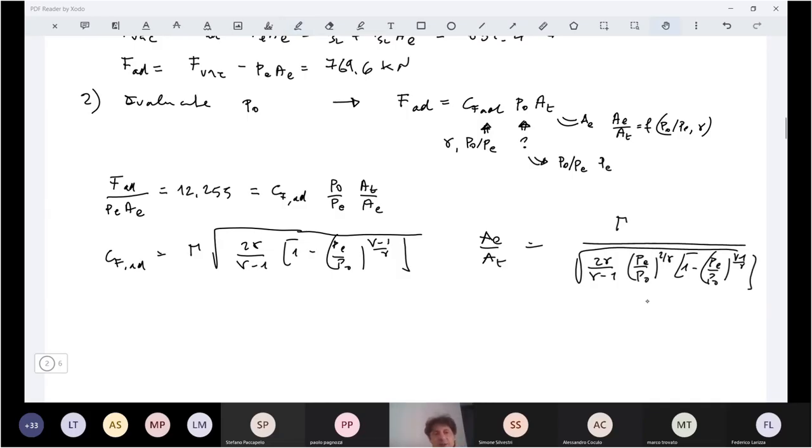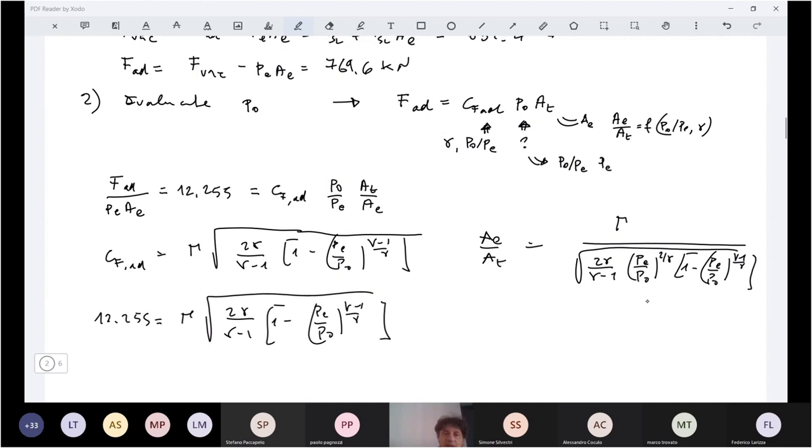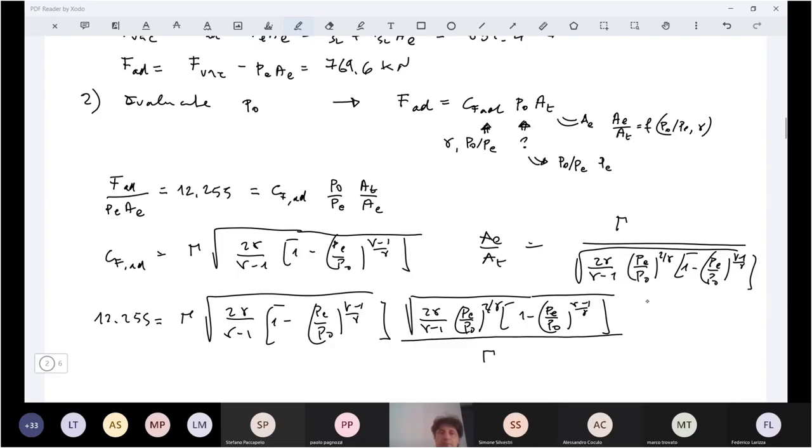So you see that we have the first term CF here, and the second term is the inverse, and so we can write this explicitly and say 12.255 will be capital gamma square root of 2 gamma over gamma minus 1 times 1 minus PE over P0 to the power gamma minus 1 over gamma, that multiplies the square root of 2 gamma over gamma minus 1 PE over P0 to the power 2 over gamma. This is the inverse of the area ratio expression as a function of pressure ratio. This must be divided by capital gamma. And finally, we have also P0 over PE here. We simplify our capital gamma.